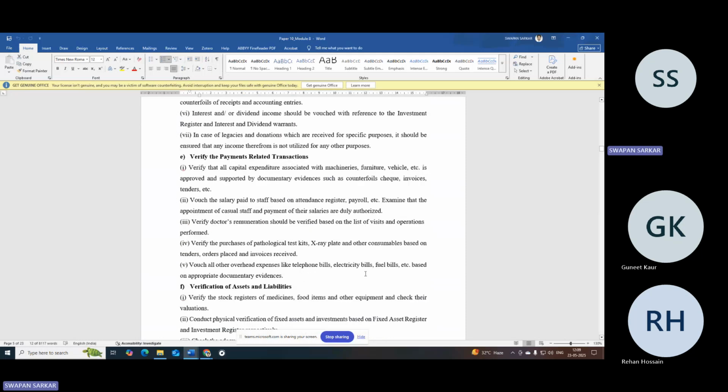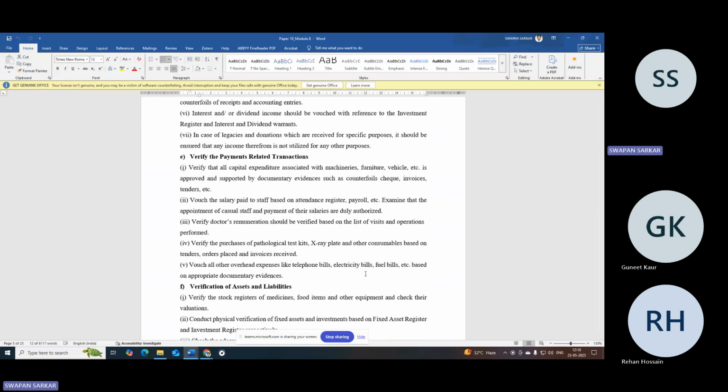Next, payment related transactions. Verify that all capital expenditure associated with machineries, furniture, vehicle, etc. is approved and supported by documentary evidence such as counterfoil, cheque, invoices, etc. Vouch the salary paid to staff based on attendance register, payroll, etc. Examine that appointment of casual staff and payment of other salaries are duly authorized.